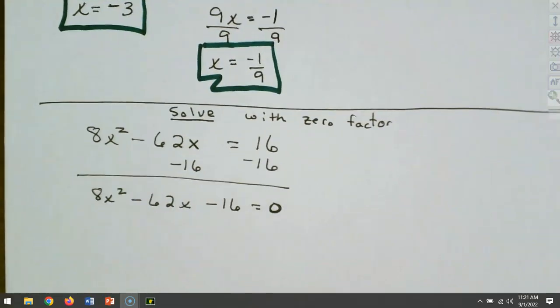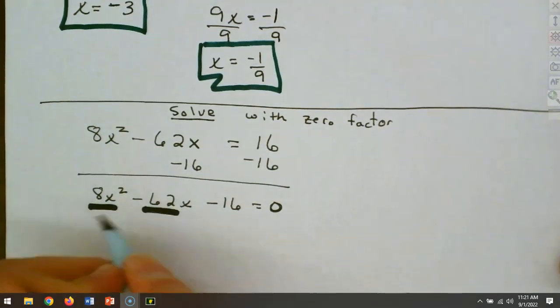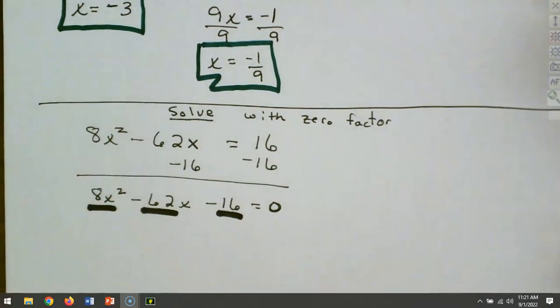Now, look at the numbers. If I was to take the first number and the last number, that would be 8 times 16, which is pretty large. We can reduce these numbers if we see a number in common. So let's look and see what we've got here. We've got an 8, we've got a 62, and we've got a 16.